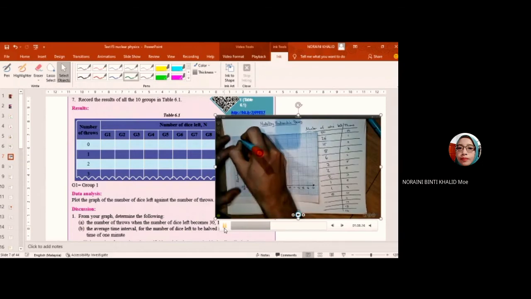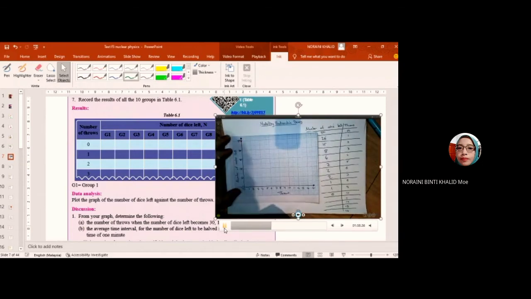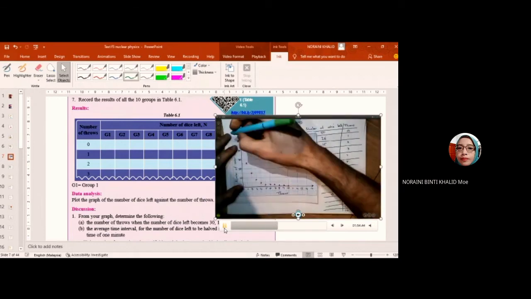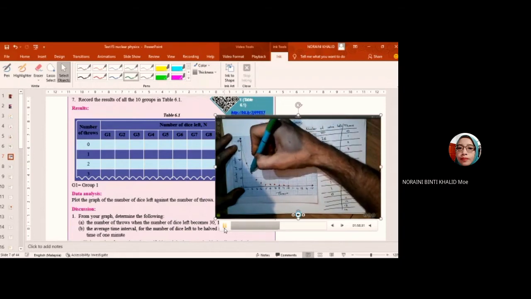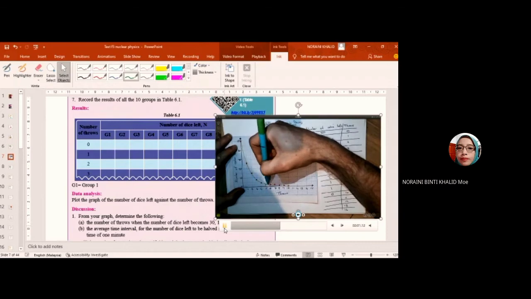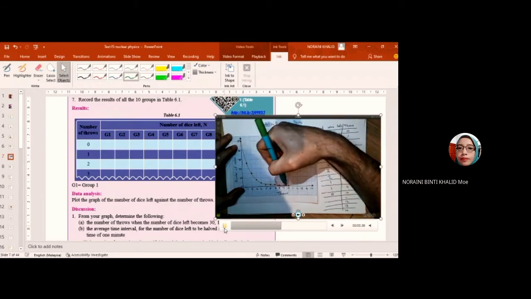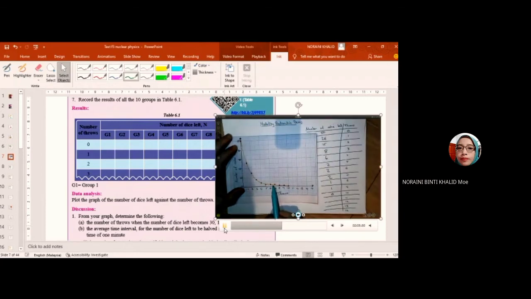Now you can plot a graph of the number of coins left against the number of throws. So you can see the curve that you produce. You can just draw the curve. Initial is 50. So it's a curve graph. It will never cut the x-axis.